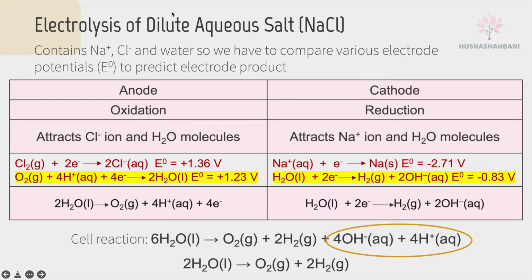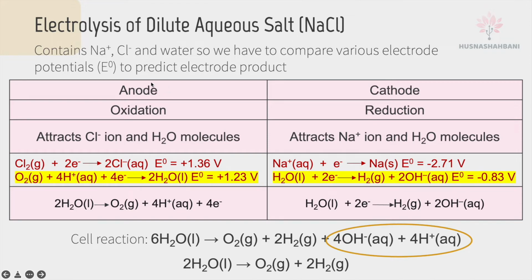Next, electrolysis of dilute aqueous salt. Aqueous means there is a presence of water. Dilute aqueous salt contains Na+, Cl- and water. So we have to compare various electrode potentials to predict the electrode product, because we have more than one cation and anion. You have to choose which one will be at the cathode and which one will be at the anode.